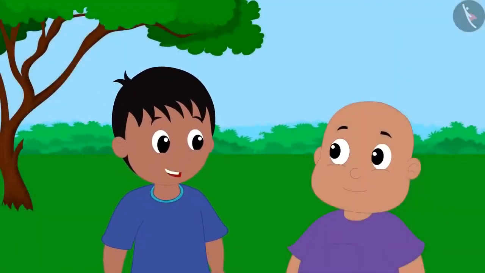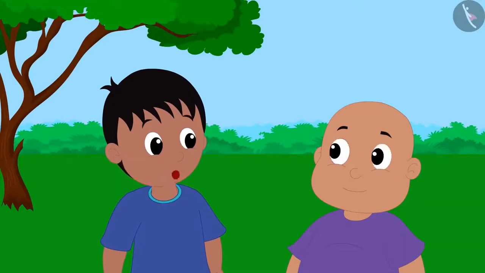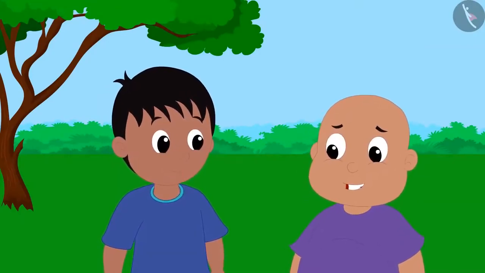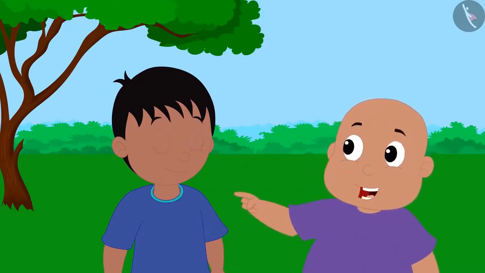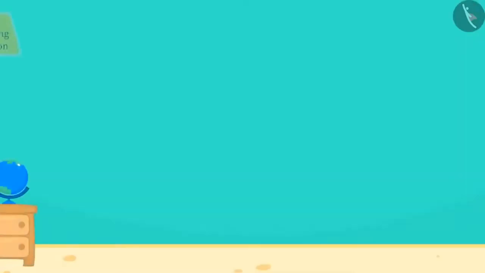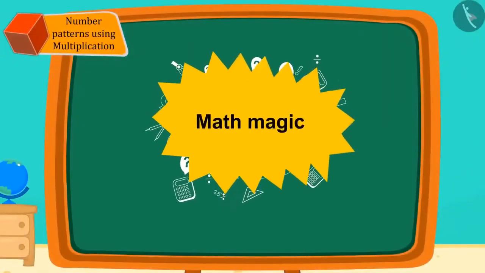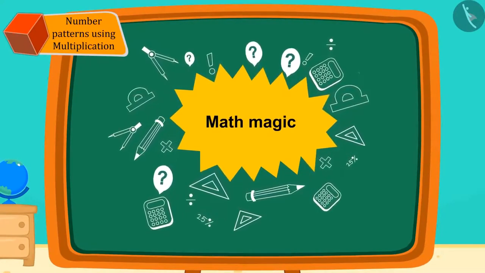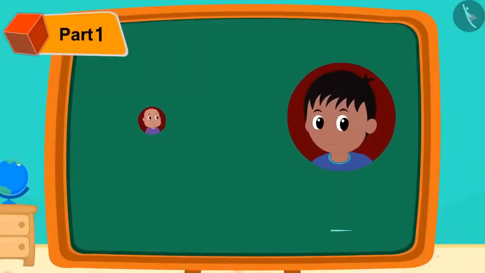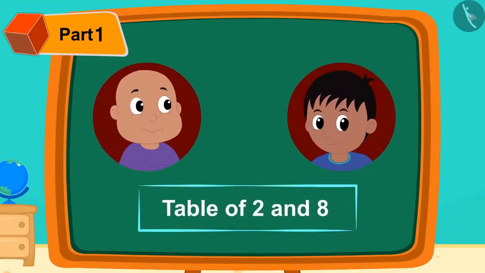Raju replied that he knows the magic of mathematics. Bablu could not understand anything. Bablu told Raju that he too wants to learn the magic of mathematics. Kids, do you also want to learn some math magic? Let us also learn with Bablu. First, Raju is teaching Bablu the easy way to memorize the table of 2 and 8.